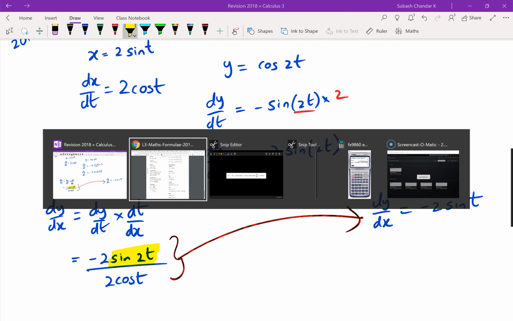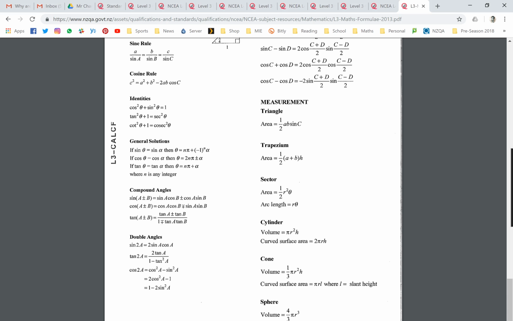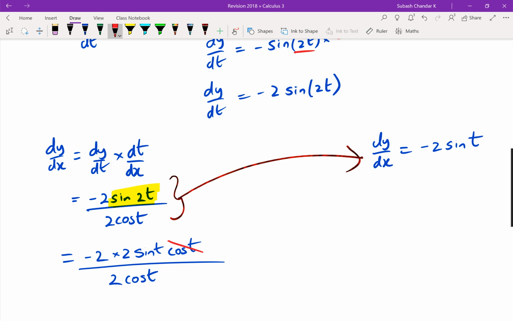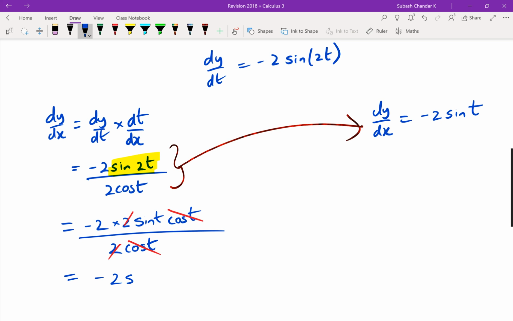So if you go to your formula sheet, the double angle right there is equal to 2 sine a cos a. So that means we go back in here and we can write that sine 2t as 2 sine t cos t, divided by 2 cos t. And at this point, those two things cancel, 2 and 2 cancel, and you're left with just -2 sine t.